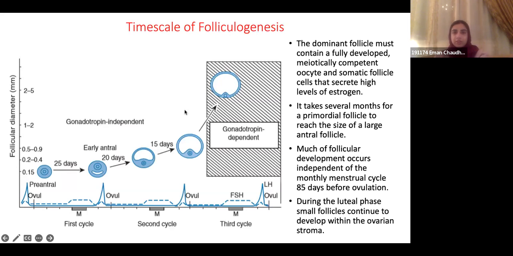So over here, you'll quickly see the time scale of folliculogenesis. You notice, like I told you guys before, irrespective of the cycles, folliculogenesis is occurring and the follicles are maturing at different stages, right? So you have your preantral follicle that comes from your primordial follicle. It takes 25 days for it to become an antral follicle. So this is your first cycle, okay?